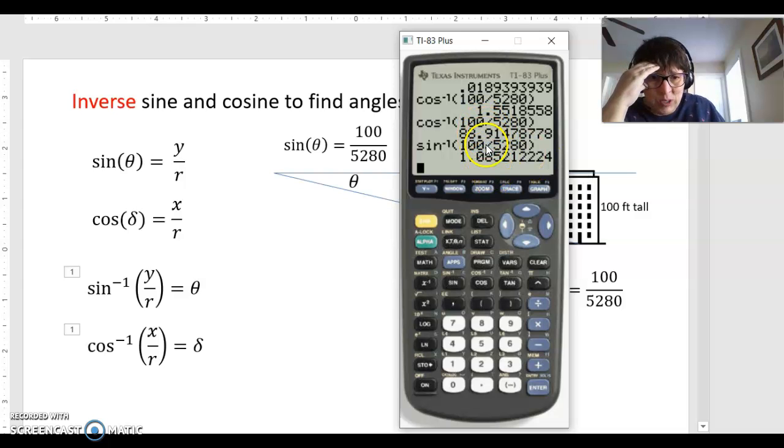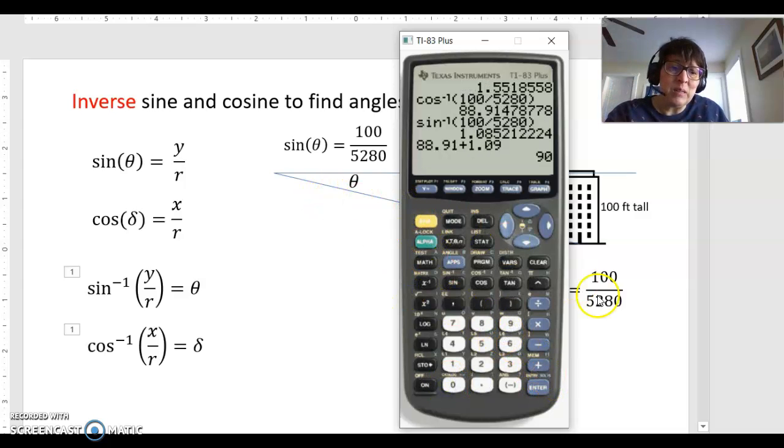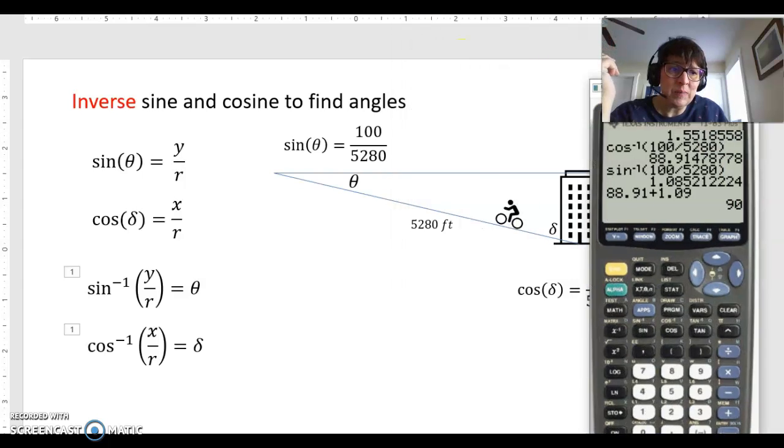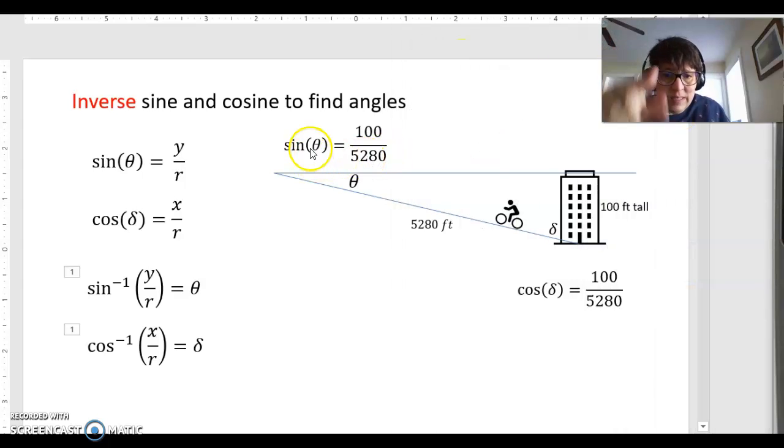And the reason I was showing you this is because I wanted you to see that 88.91 plus 1.09, okay, they're going to add up to be 90 degrees. So the sine of the far angle and the cosine of the close angle are very, very, very related.